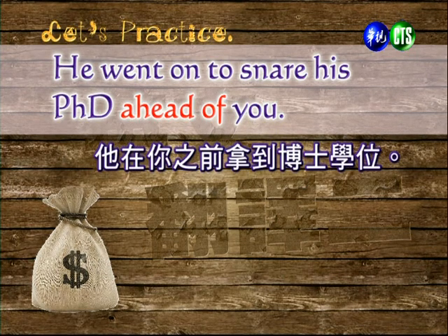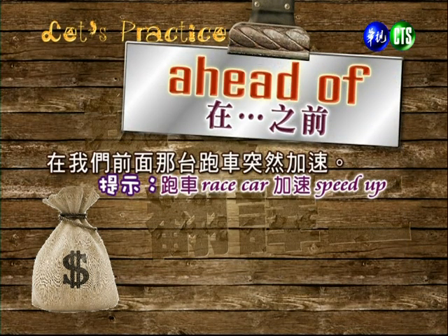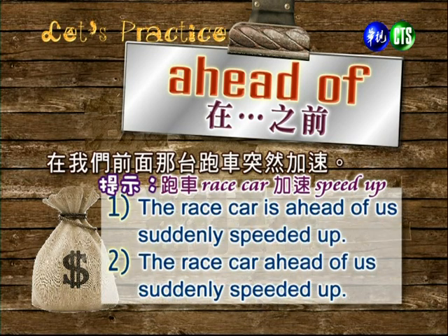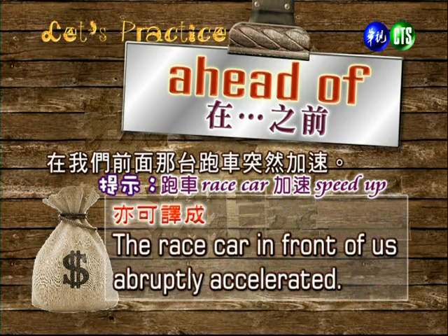He went on to snare his PhD ahead of you. 他在你之前拿到博士学位。我们学 ahead of，在什么之前？在我们前面那台跑车突然加速，我们看跑车是 race car，加速的 speed up。The race car is ahead of us, suddenly speeded up. The race car ahead of us suddenly speeded up. 好，我们看哪边有错？This first one's Chinglish because we don't need a copula here. 这有两个动词 is 跟 speeded，所以一个动词就好了，is 不要哈。我们看下面。The race car in front of us abruptly accelerated.